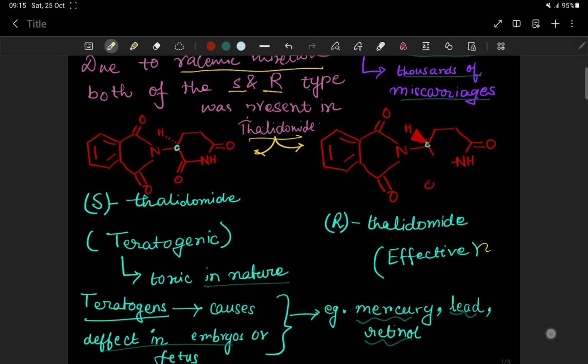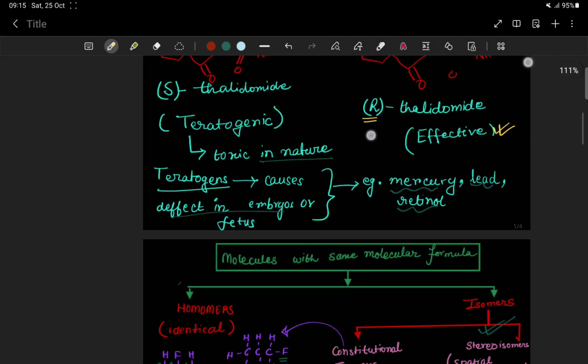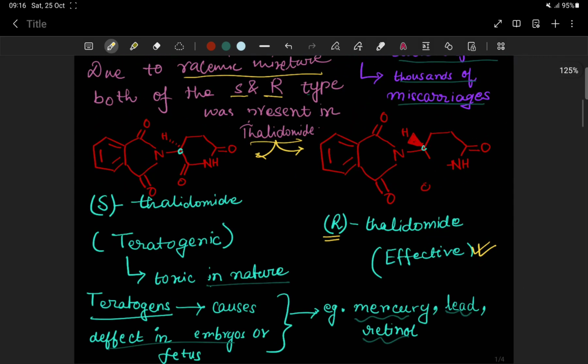But the R form was the effective one. So what do we need? We need the R form, right? But due to this racemic mixture, we had both S and R together in the same compound, due to which this kind of disaster happened in Germany. So finally we get to know what this is. Teratogenic means it is having mercury, lead or retinol type of things.